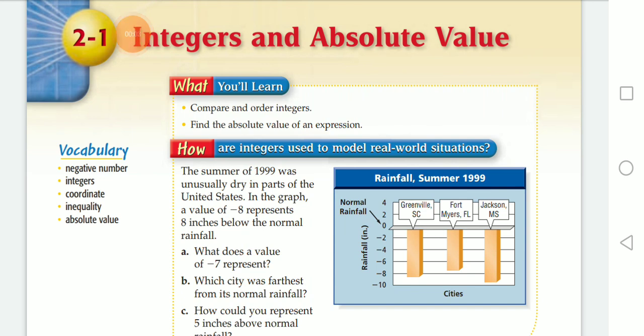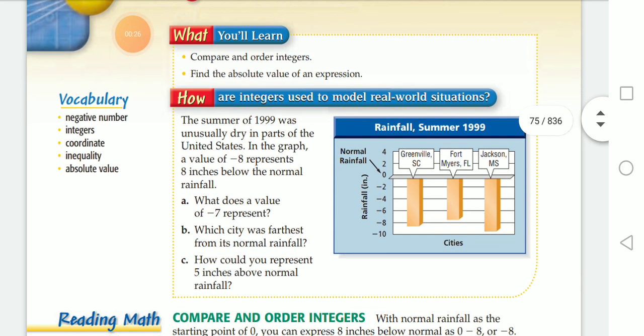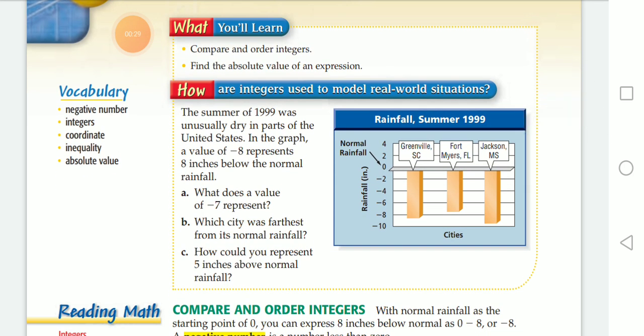I hope you're fine. Today we're going to start chapter 2 of lesson 1, integers and absolute value. So, we're going to have some vocab: negative numbers, integers, coordinate, inequality, absolute value. What you will learn by the end of this lesson, inshallah: compare and order integers, find the absolute value of an expression. How are integers used to model real world situations?